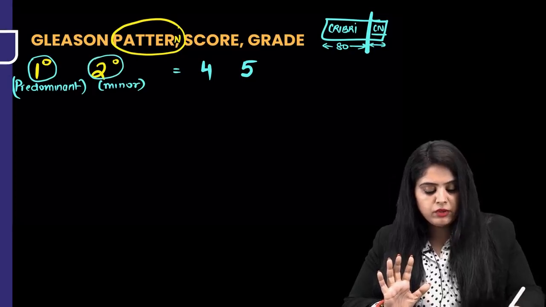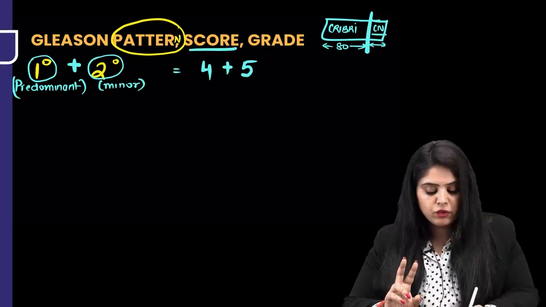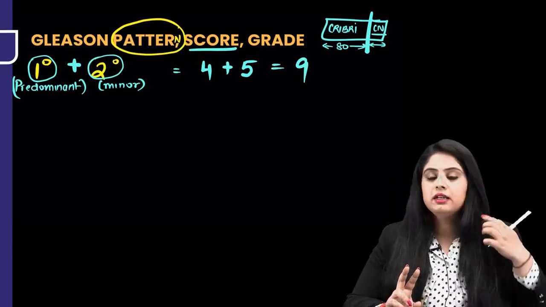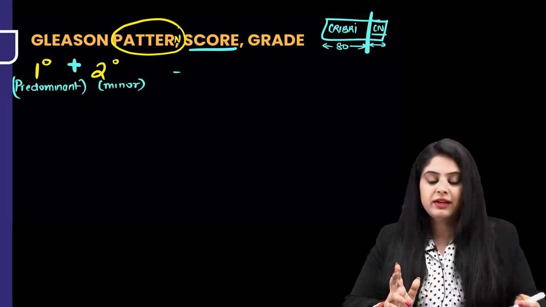So what are you going to do? You are going to add it. If you have 2 patterns given, you are just going to add it. So what is your score going to be? Your score shall be 9. So this life becomes so simple. If you have 2 patterns, add the 2 patterns.